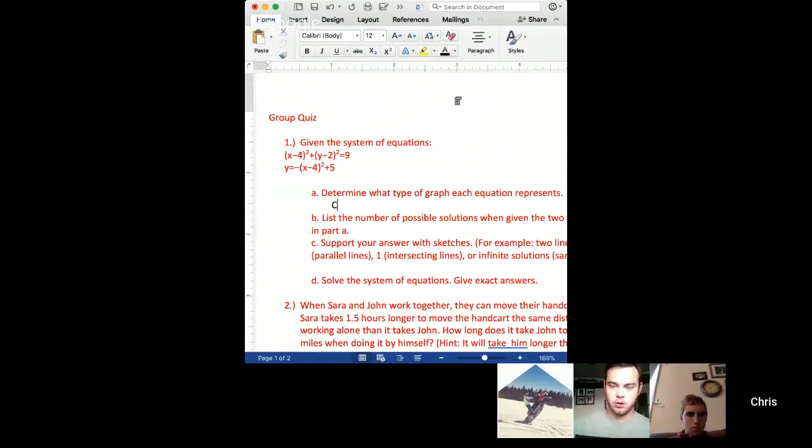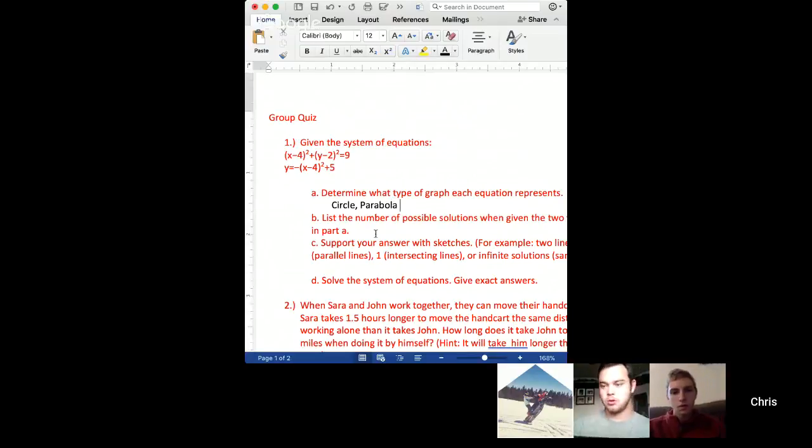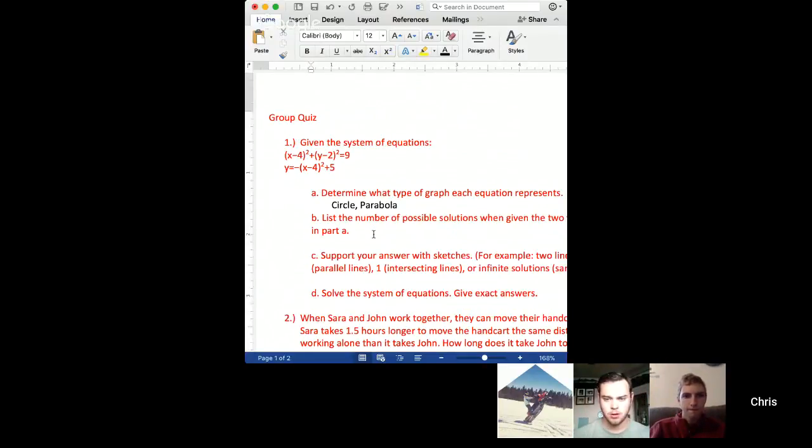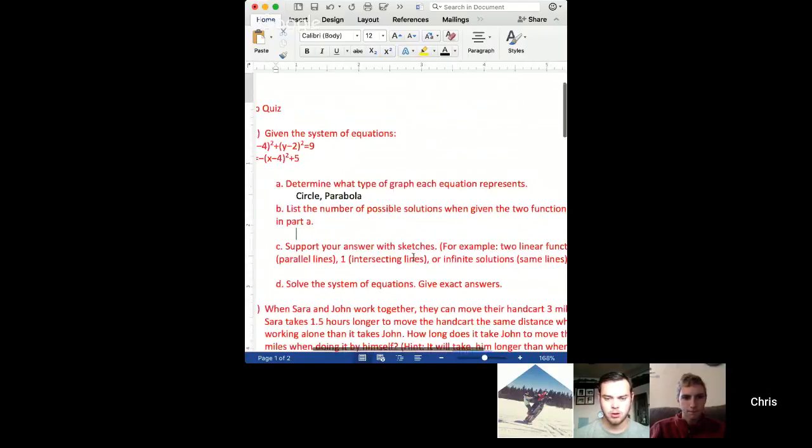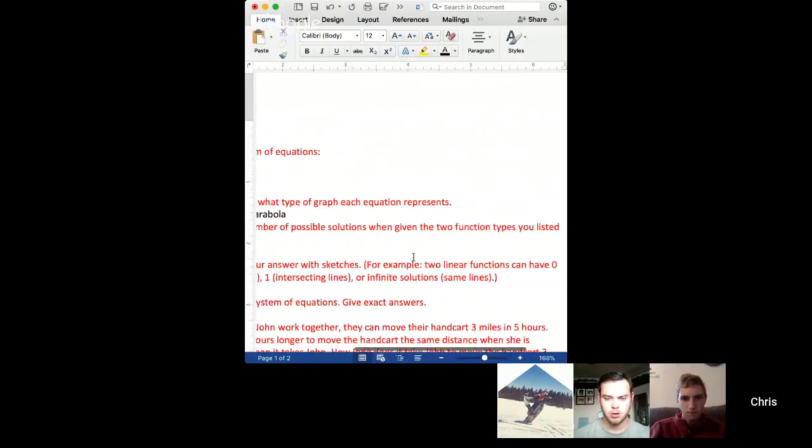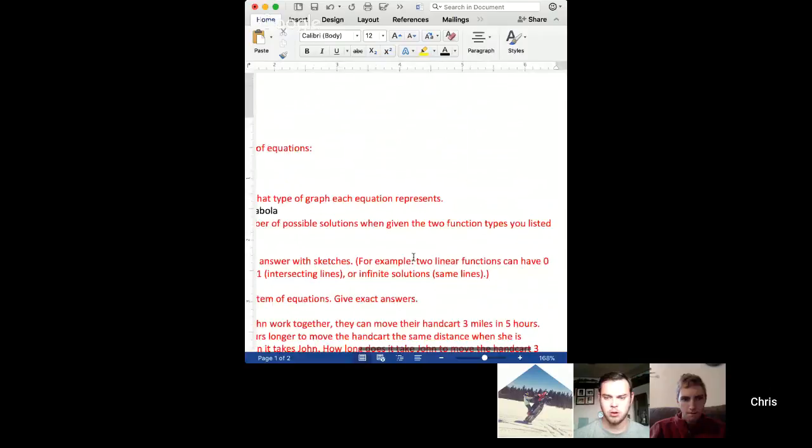Well, I think the first one's a circle. The second one is a parabola. All in agreement on that? Yeah. Okay. B says, list the number of possible solutions when given the two function types you listed in part A.